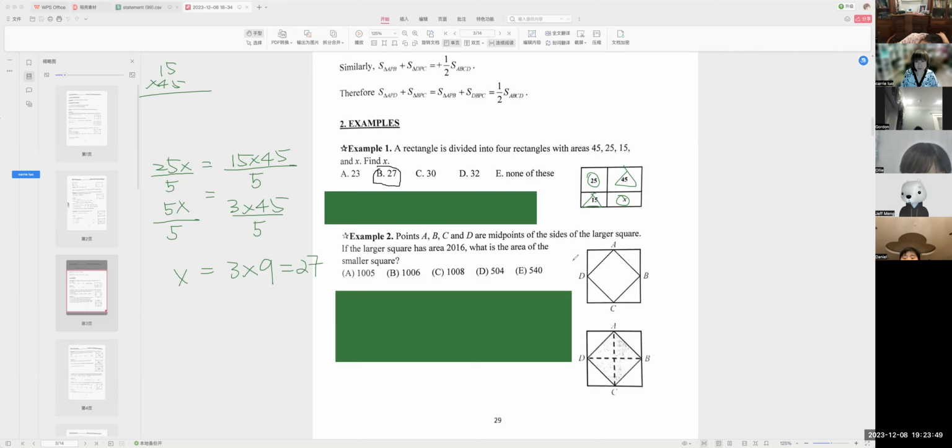Okay, so points A, B, C, D are midpoints of the sides of the larger square. If the large square area is 2016, 这道题目肯定是2016年的题目，对不对？ What is the area of the smaller rectangle? 太简单了，对不对？ You cut it off. This 2016 is actually being equally divided into 8 parts, and the smaller one is 4 parts. So divided by 2 is enough. So the answer is 1008. So the answer is C.